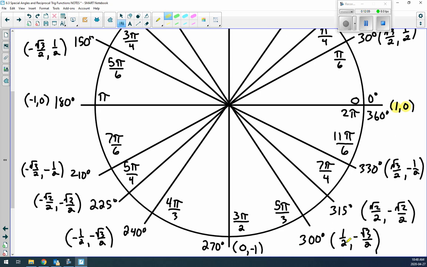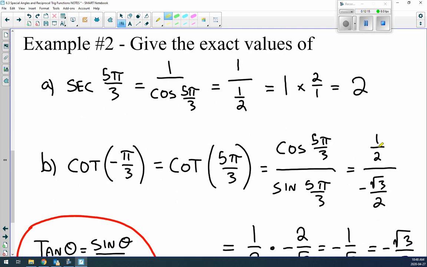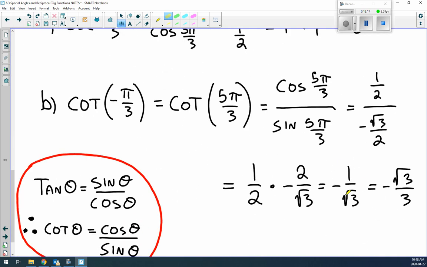There's our cosine and our sine, a half and negative root of 3 over 2, right? So it's a half divided by negative root of 3 over 2. A half times the reciprocal, right? The 2's reduce down, positive times negative is a negative, so negative 1 over root 3, right? That's if you leave the radical on the bottom. If you want to rationalize the denominator, multiply top and bottom by root of 3, and that's what you end up with, negative root of 3 over 3.